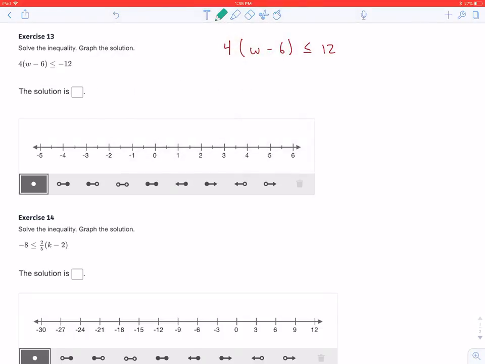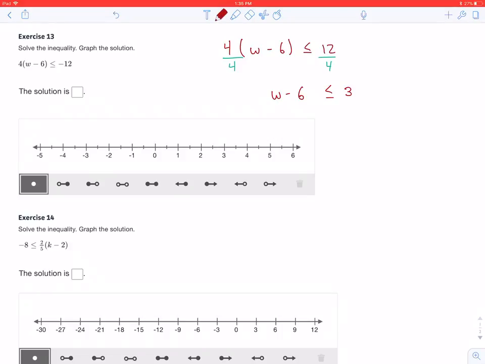So if we were to solve out question 13, what we would do here is we would divide both sides by 4. And in dividing both sides by 4, that 4 outside of the parentheses now cancels out to equal 1. And then we're left with w minus 6 is less than or equal to 3. But distributing that 1 to w minus 6, anything times 1 is just that same value. So really, you just end up with a w minus 6.